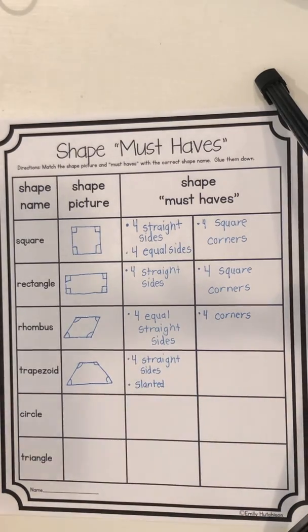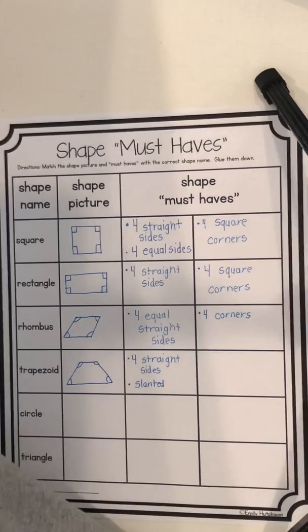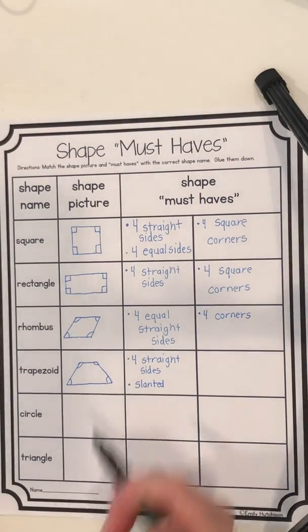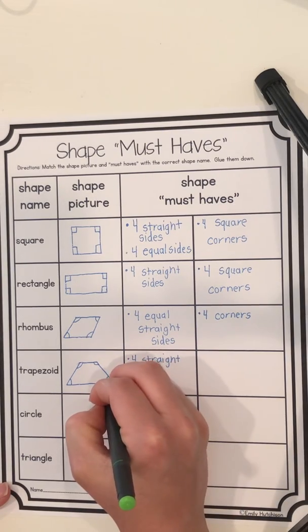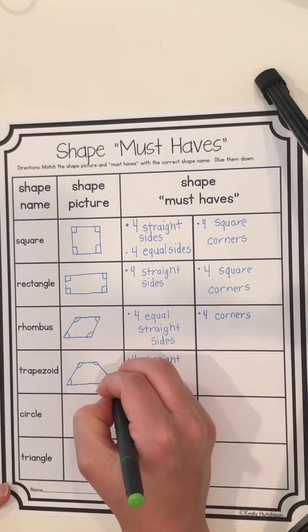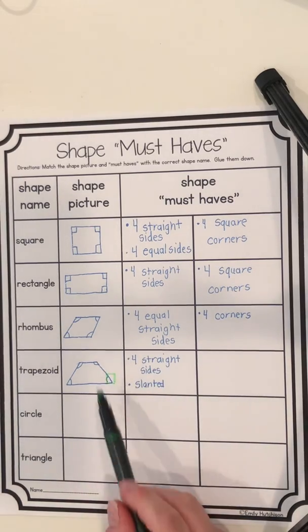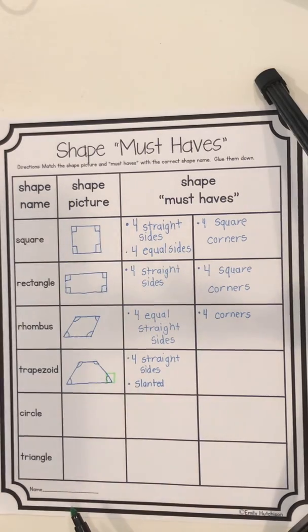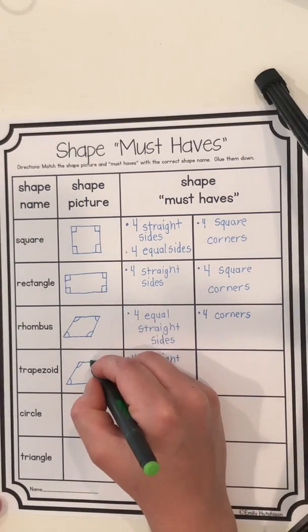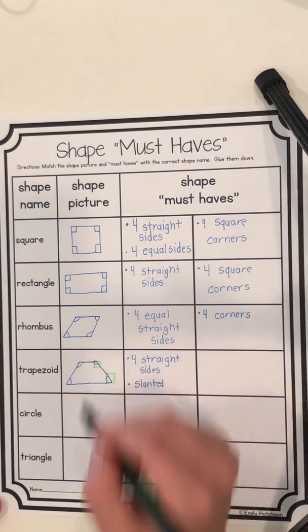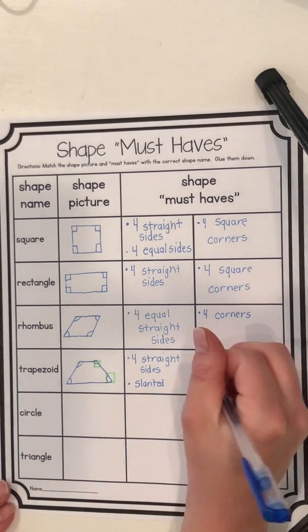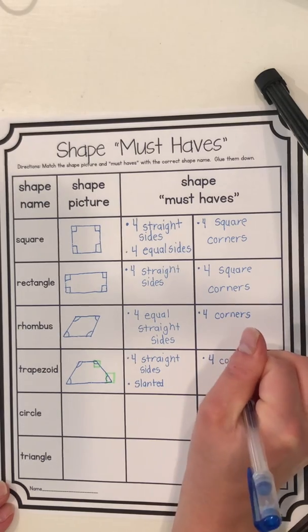So I'm going to show you with a highlighter how it's easy to see that those are not square corners. If I draw a square right here, you'll see that that does not line up with the square. These up here do. Same thing for here. They do not line up with a square. But they do have 4 corners. They're just not square.